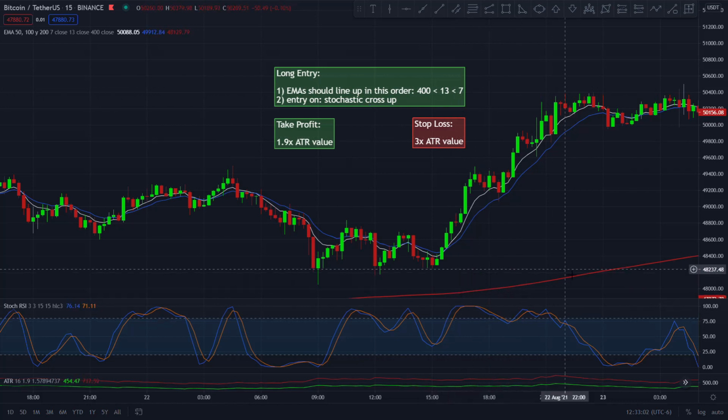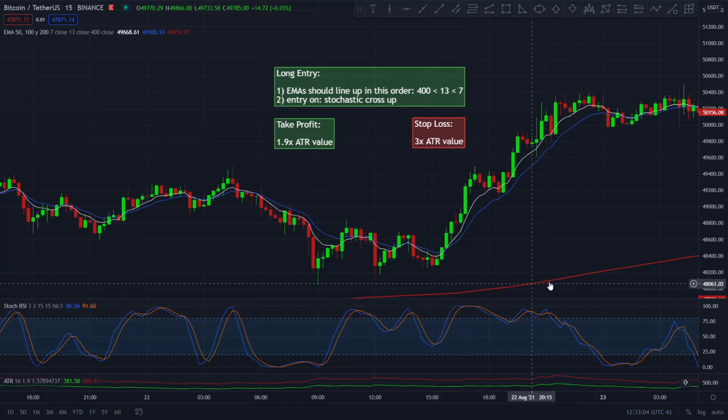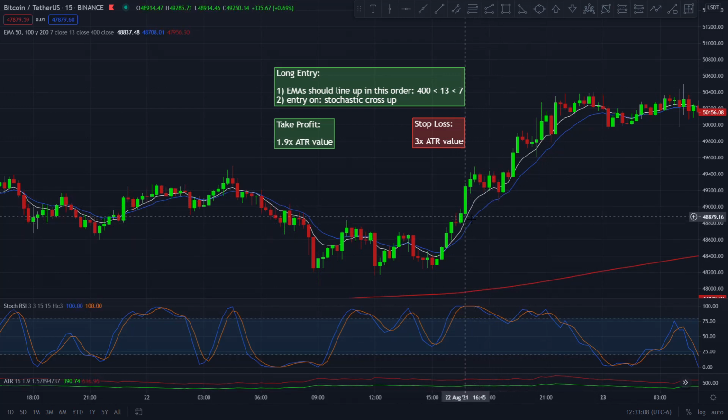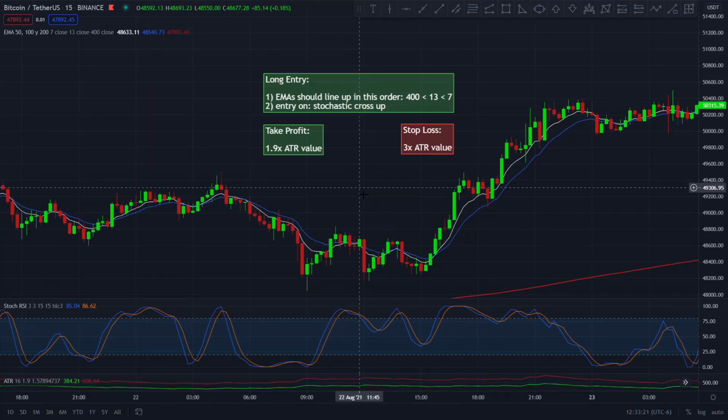As you can see, we have the 400, which is the red line on the bottom. After that, we have the blue line, which is the 13. And on the top, we have the 7, which is the white line. After you know you are in a bullish trend, you are only looking for long positions. So to enter, you need a stochastic cross-up.